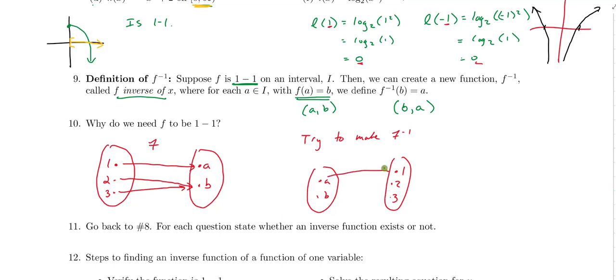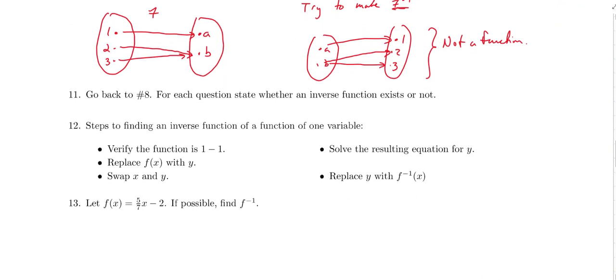This is well defined. What do we do with the number a? We take it to the number 1. But look at this. When I go to determine where I should send b, I could send b to 2, or I could send b to 3, and this is not a function. So that's why we need a function to be one-to-one, because if it's not one-to-one, then we cannot make the inverse. Although we can come up with this picture, it will not be a function, and that hopefully gives that explanation.